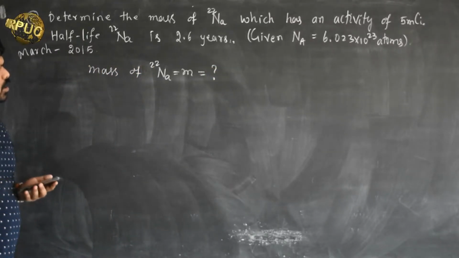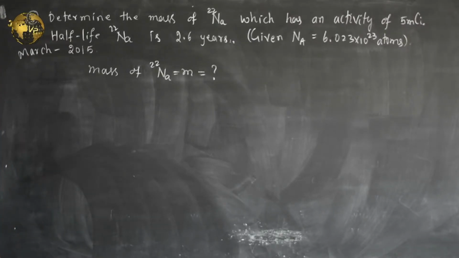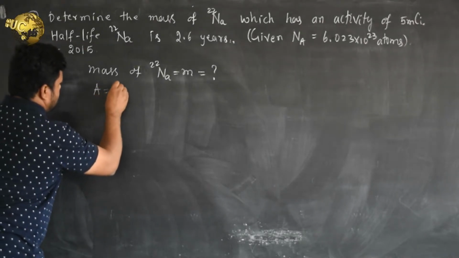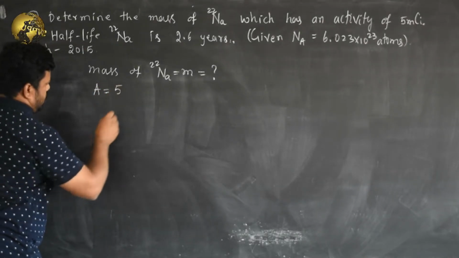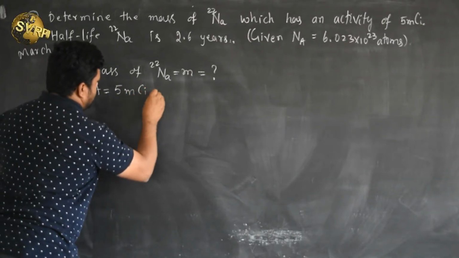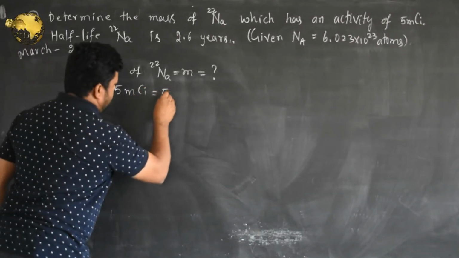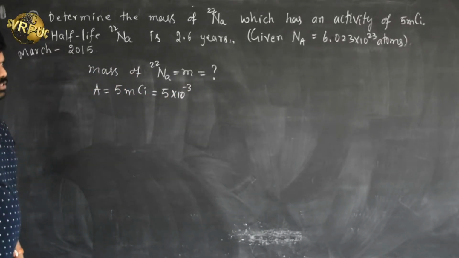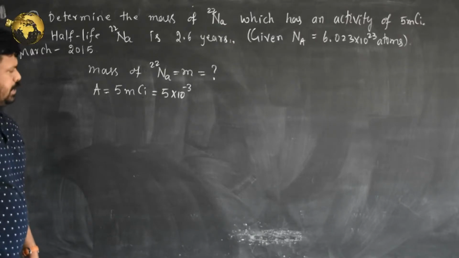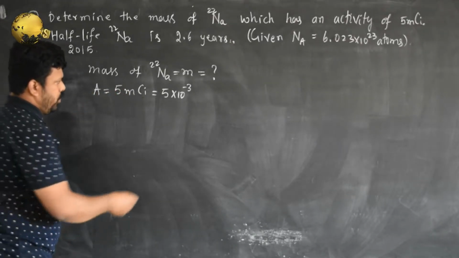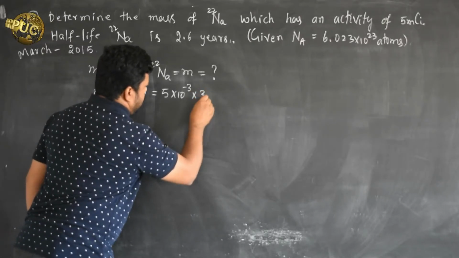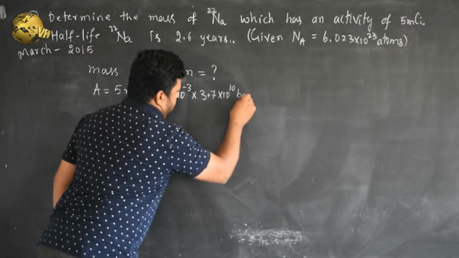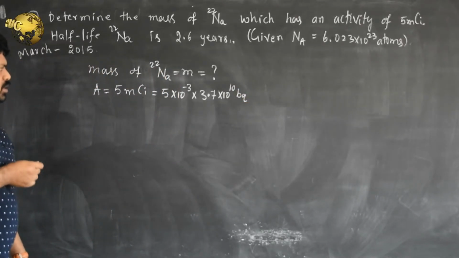has an activity of 5 millicurie, which is represented as 5 millicurie. Milli means 10 to the power minus 3. Curie is not the SI unit of activity, so we need to convert it to becquerel. 1 curie is equal to 3.7 into 10 to the power 10 becquerel, or disintegrations per second.